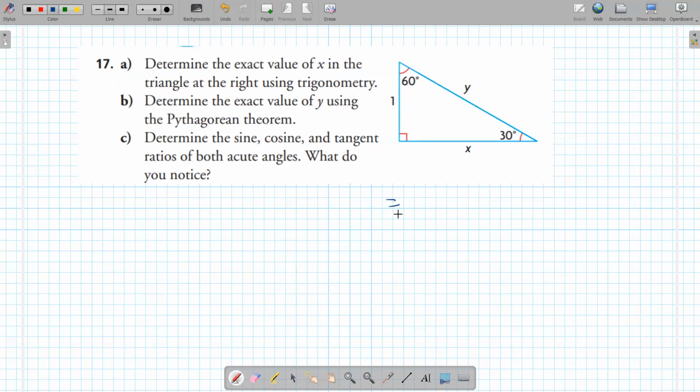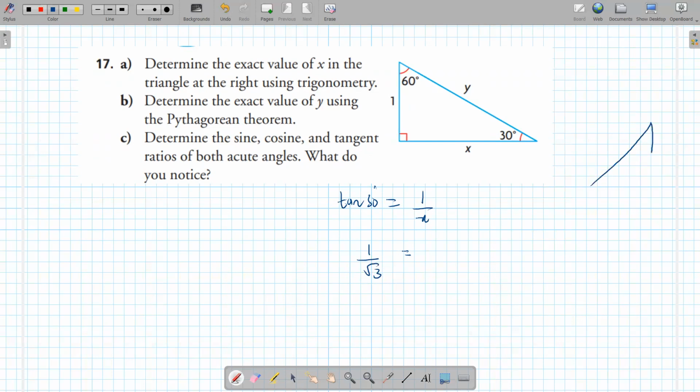What ratio is going to help us find x? Sine, cosine, or tan? Okay, so tan of what equals what over what? Tan of 30 equals 1 over x, right? What is tan 30? It is 1 over root 3.